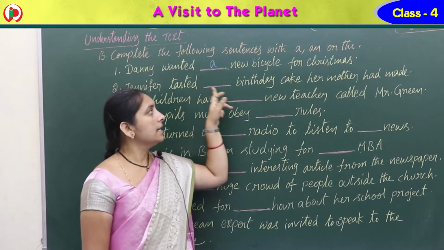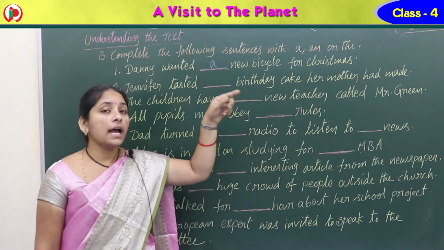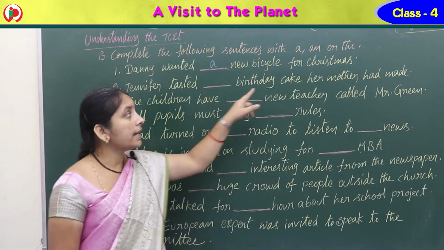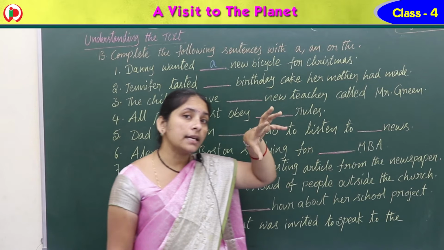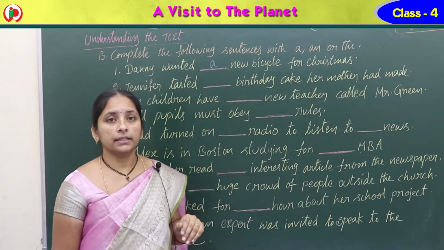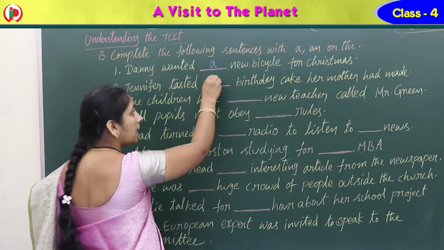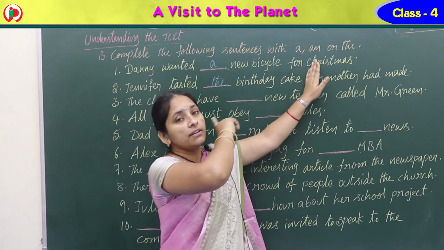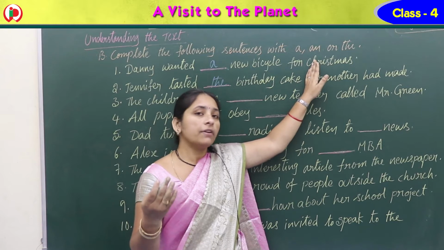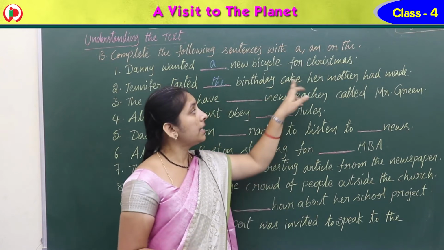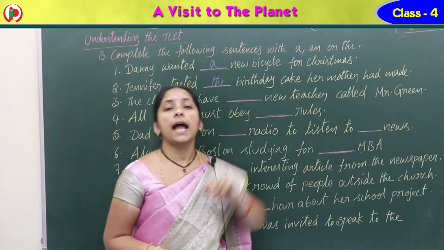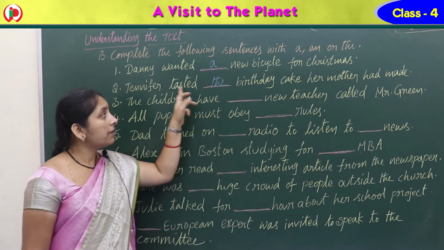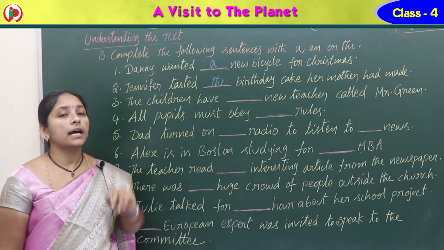Next one. Jennifer tasted dash birthday cake her mother had made. Jennifer tasted a cake, we can write. But here, which cake is it? Her mother had made. So a particular cake which was prepared by her mother. So that's why we should write here, tasted the cake. Did you understand the variation? Suppose up to here only, Jennifer tasted a birthday cake. But here what did they give? Her mother had made. So that's why Jennifer tasted the birthday cake her mother had made.